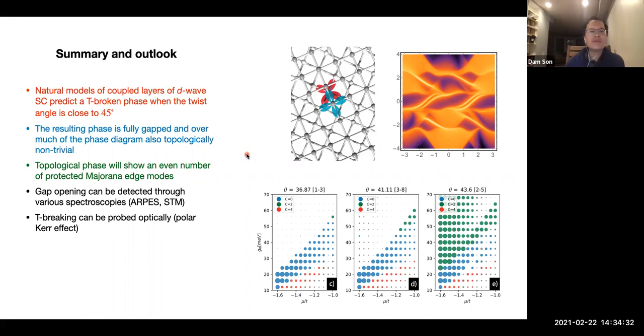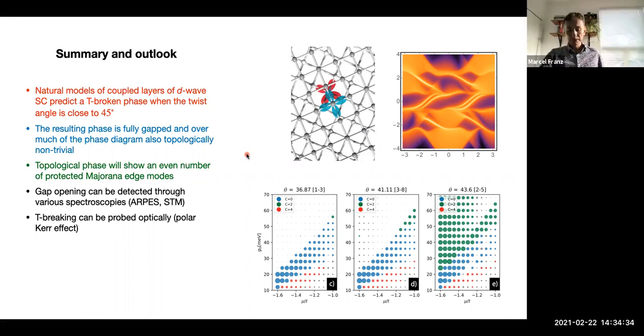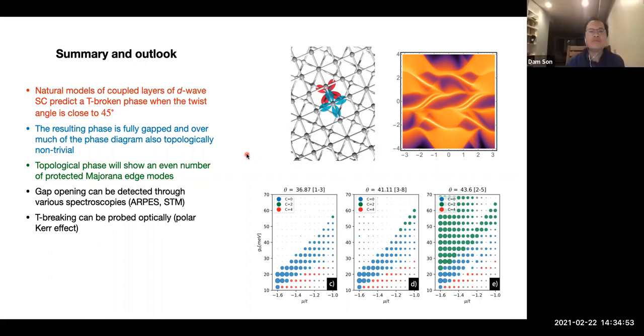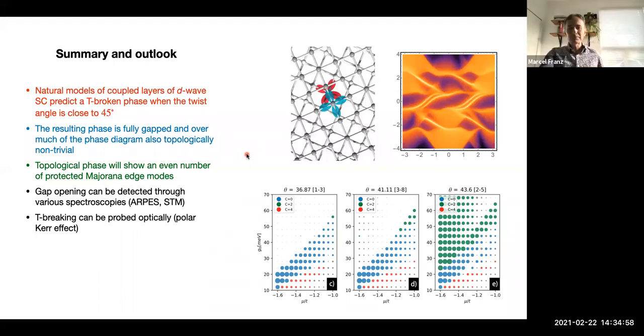Okay. So the only thing that would be quantized here would be thermal Hall conductance. These edge modes, they carry a quantum of thermal Hall conductance each. But in principle, this is measurable. But I'm being told that this is a very hard measurement. So we're trying to talk to some people who know how to do these measurements, but nobody is very enthusiastic about doing them.